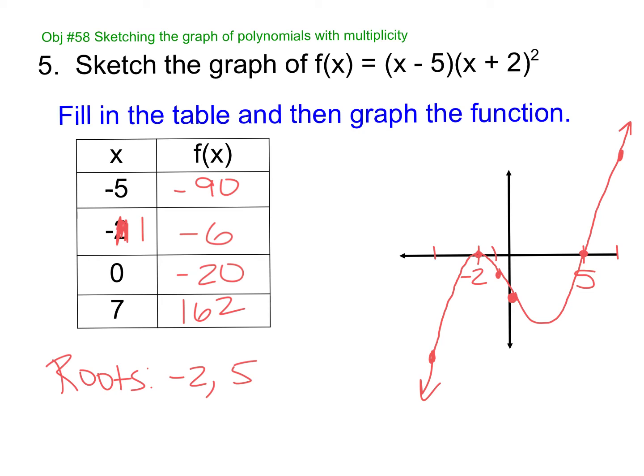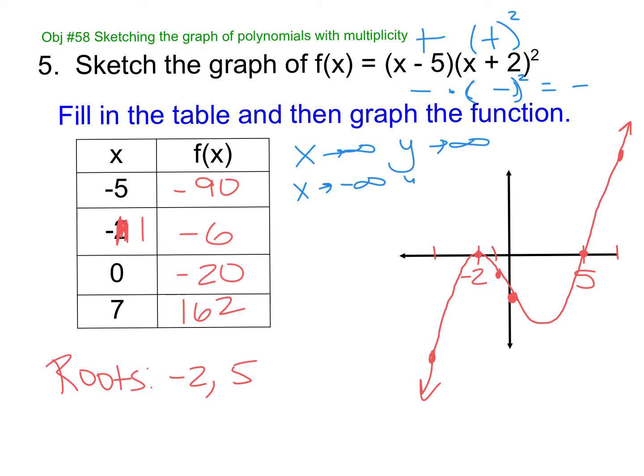If we think about the end behavior, as x goes to infinity, we get infinity: a plus and then a plus squared. As x goes to negative infinity, we have a negative times a negative squared, which is negative. So on the left, it's going down. On the right, it's going up.